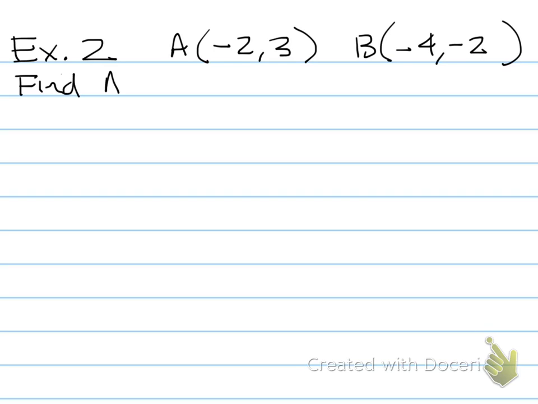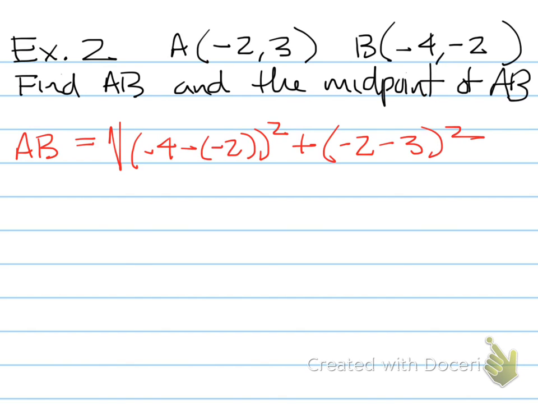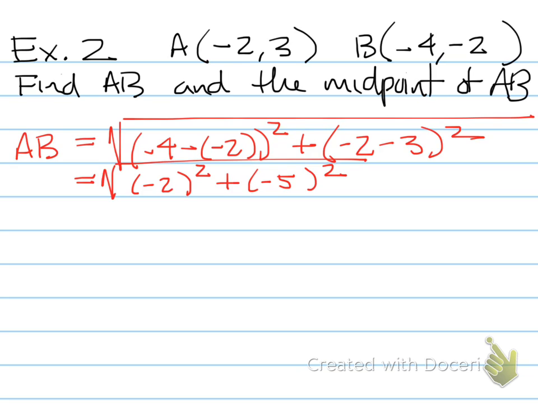All right, using the same steps, different coordinates, we can find the measure of this segment AB by subtracting the x coordinates, squaring that quantity, subtracting the y coordinates, squaring that quantity, and then adding those two together. -4 minus -2 is -2. -2 minus 3 is -5. -2 squared is 4. -5 squared is 25. 4 plus 25 is 29. So the exact measure of segment AB is the square root of 29.